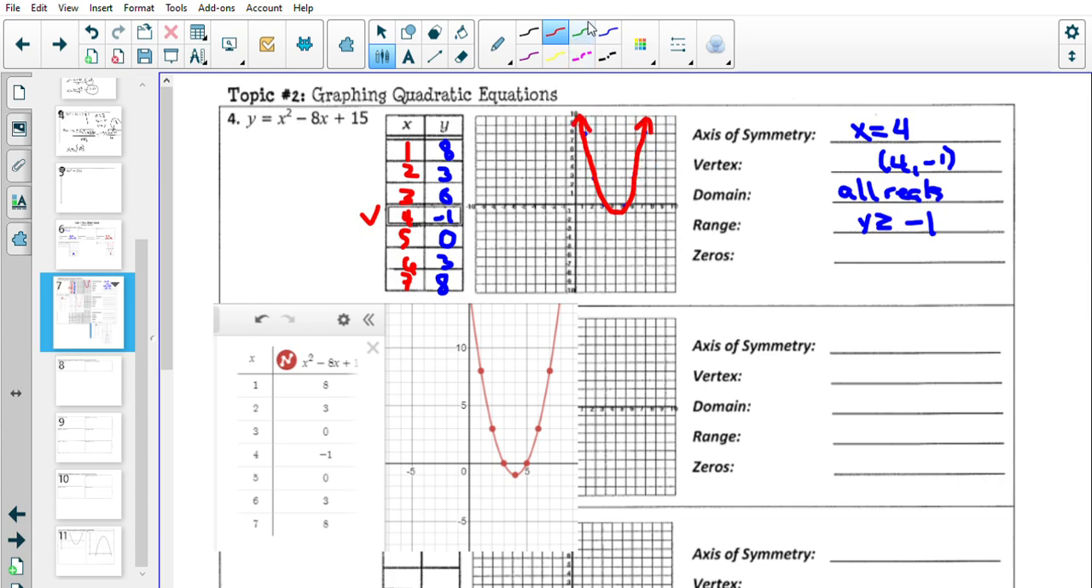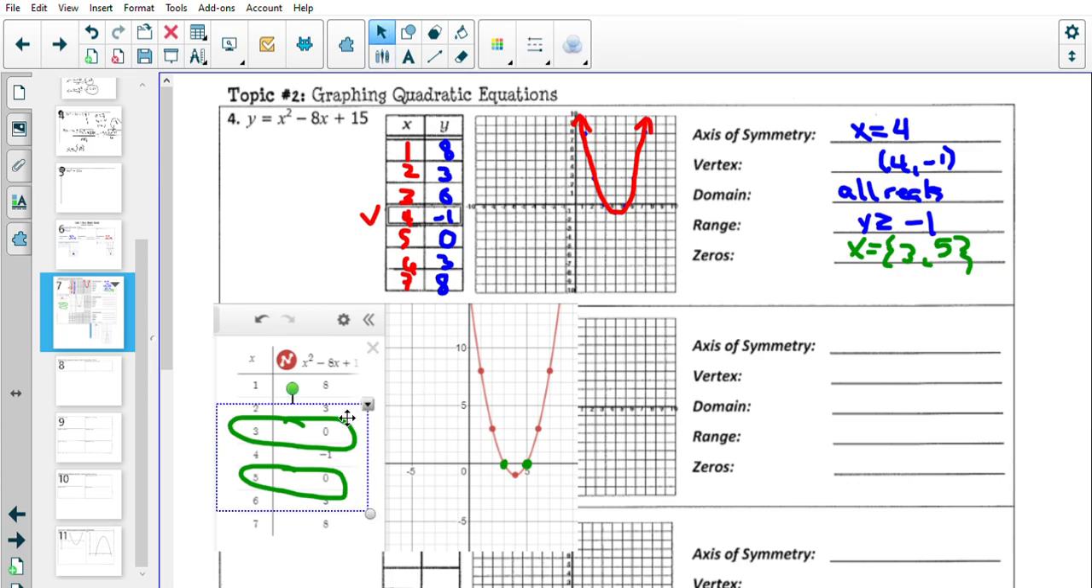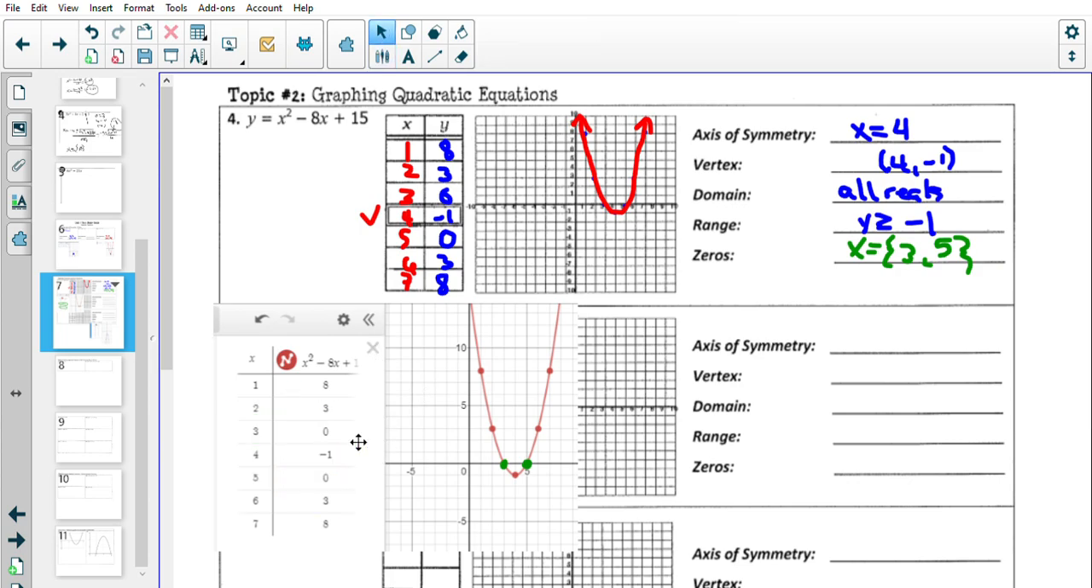All right, and then the zeros are very easy because it's where the graph crosses the x-axis. In our case, that's right here and right here. Okay, that's when x is equal to 3 and when x is equal to 5. So we put x is equal to, and then in our curly braces, we can put 3 and 5. Okay, so I can do the same thing here. I'm going to get rid of these real quick.